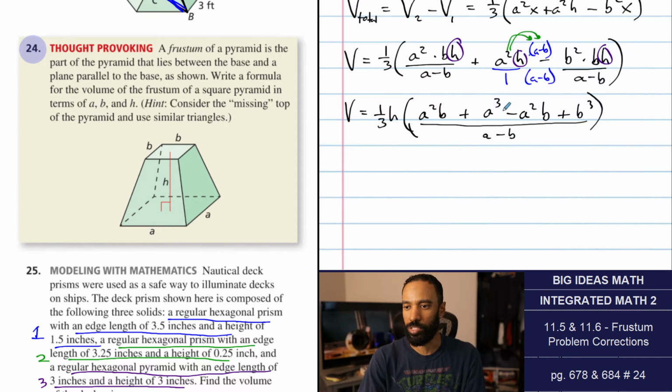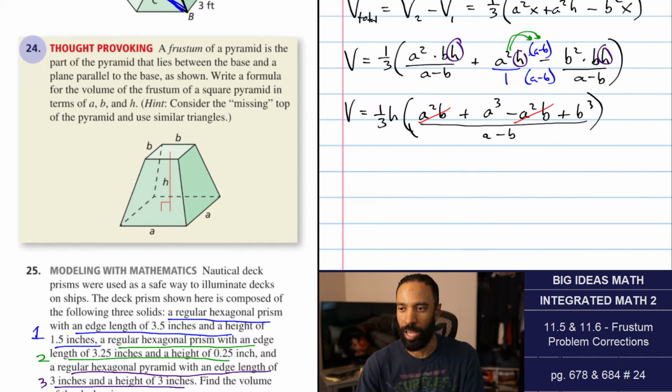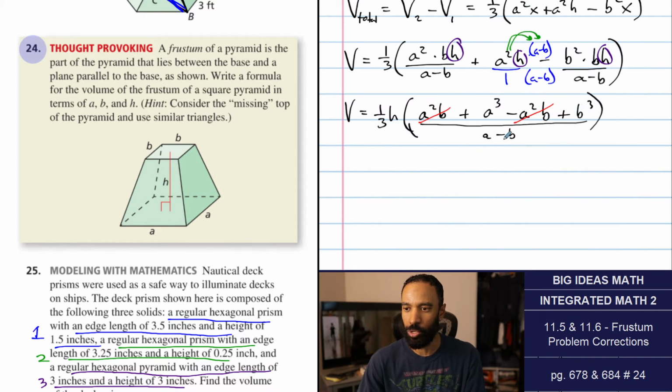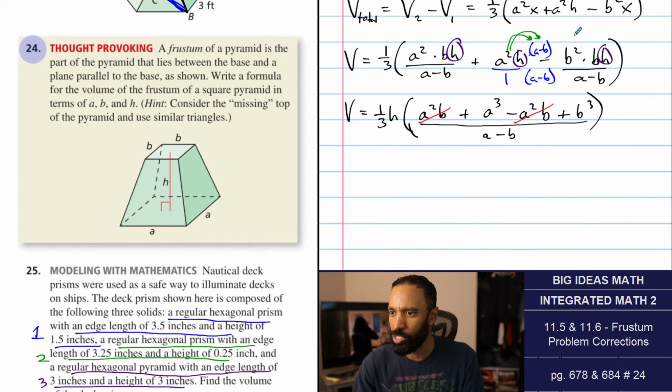Well, one thing for sure, a squared b minus a squared b is 0. Those cancel out. And now you're left with something that says a cubed plus b cubed. I feel like that's supposed to say a minus there. Let's see. This was minus, this is supposed to say a minus. I almost messed up again. So that's a minus there.